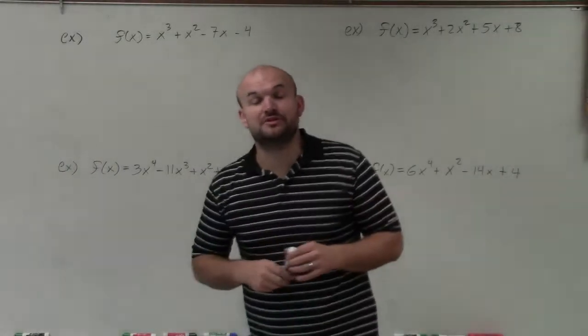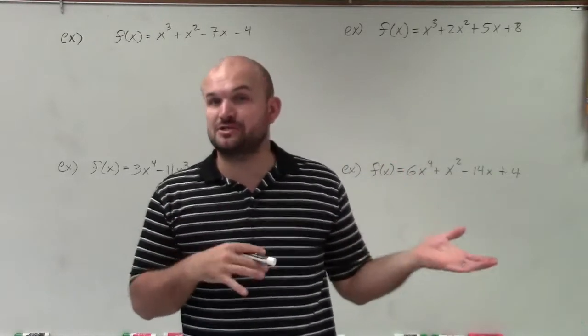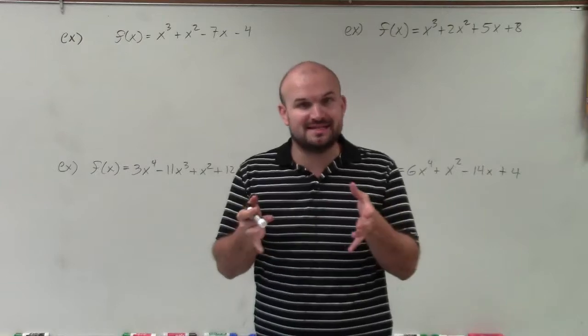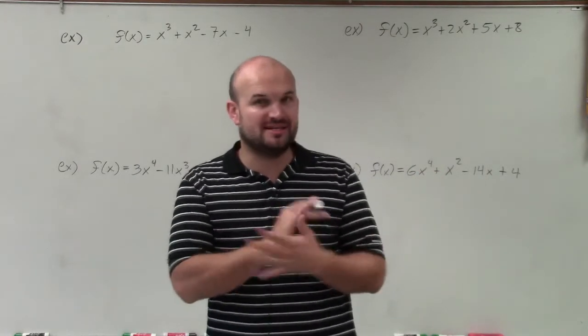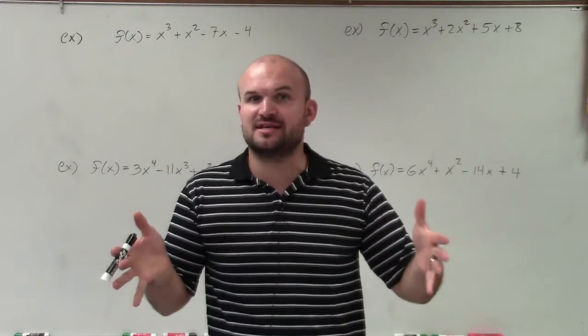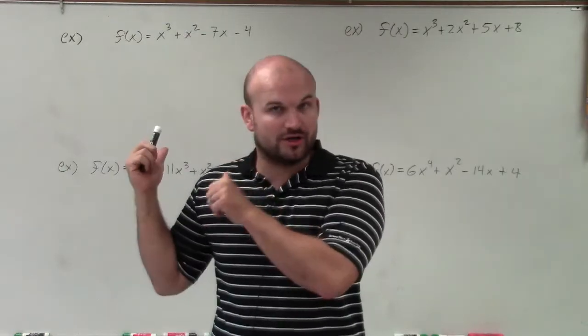Welcome, ladies and gentlemen. What I'd like to do is show you how to determine all of the possible rational zeros by using the rational zero test. Basically, this is a rule that's going to be very helpful when we're determining all of the zeros. However, it doesn't tell us all of the zeros. It just tells us that if we have rational zeros, they're going to be one of the ones that we're going to write down.